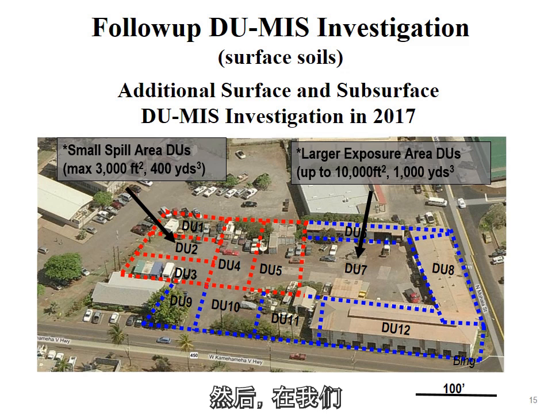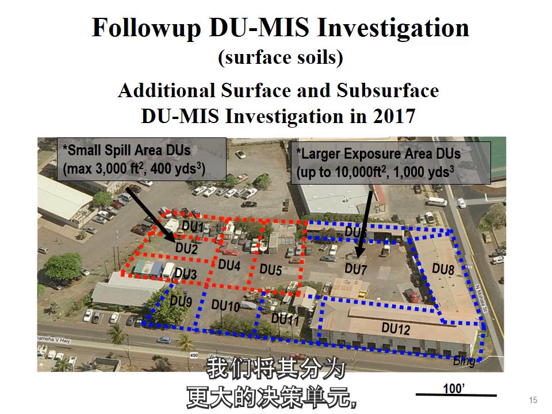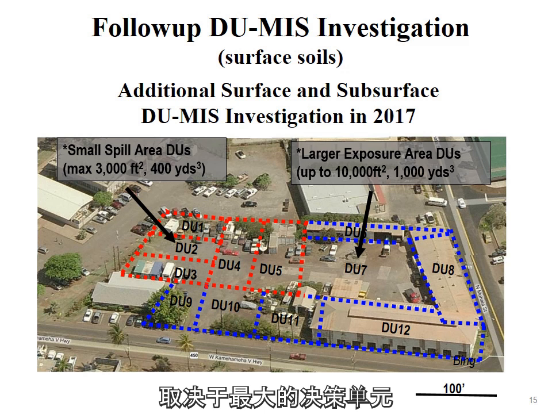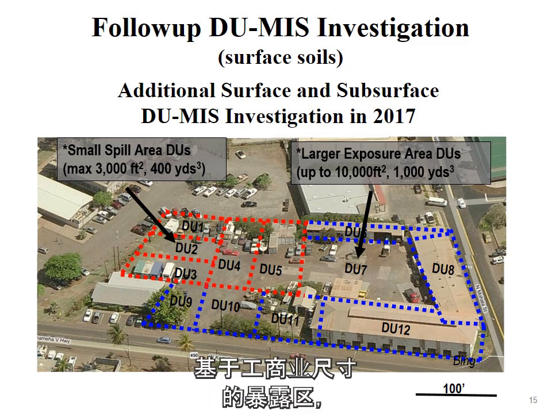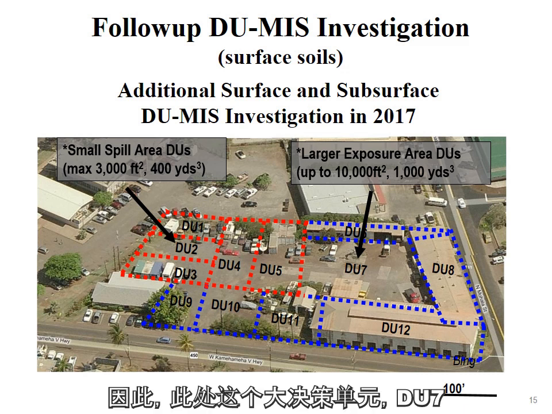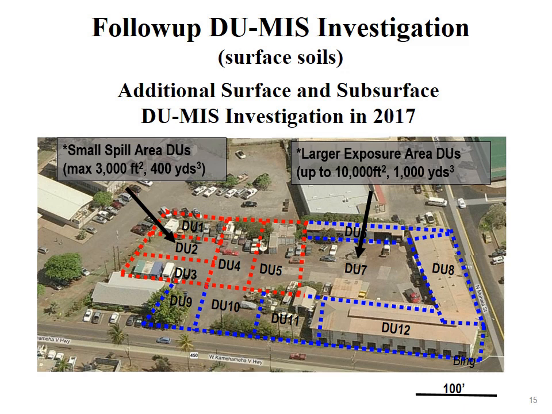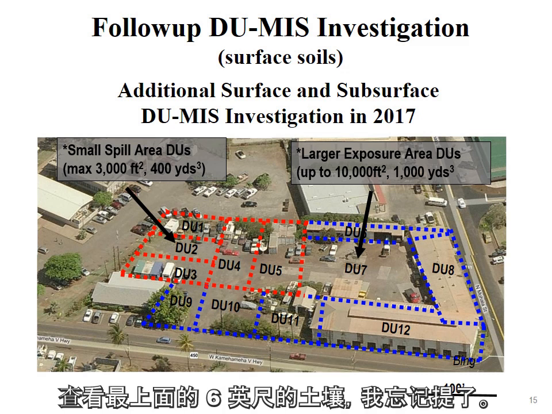And then in the outer areas, away from where we thought the contamination would be, we split those up into slightly larger decision units, up to the maximum decision unit based on exposure areas for commercial industrial size, a site of 10,000 square feet. So this large DU here, DU7, represented about 1,000 cubic yards of soil. And this may have been looking at the top 6 inches, I forget.